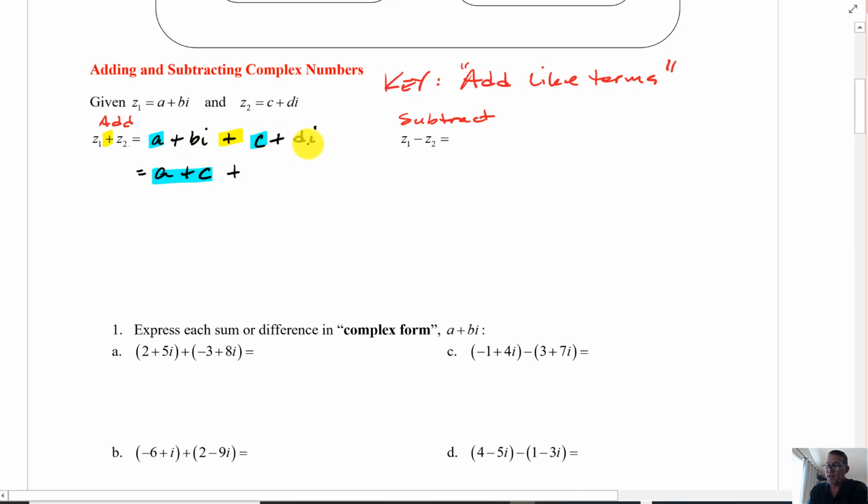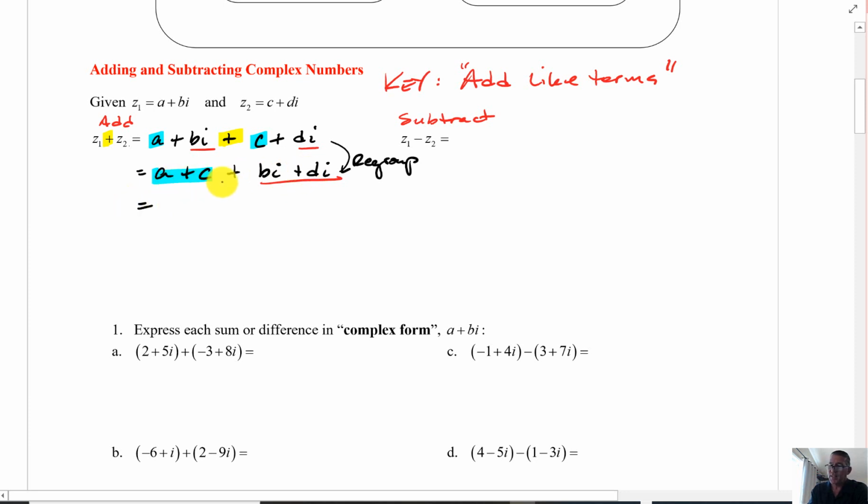Here I'm talking about the BI plus DI, the imaginary terms. So these two, I'm going to regroup those. I'm going to take BI and add it to DI. So from here to here, I just regroup. Okay, simple. Group up the reals, and then you group up the imaginaries.